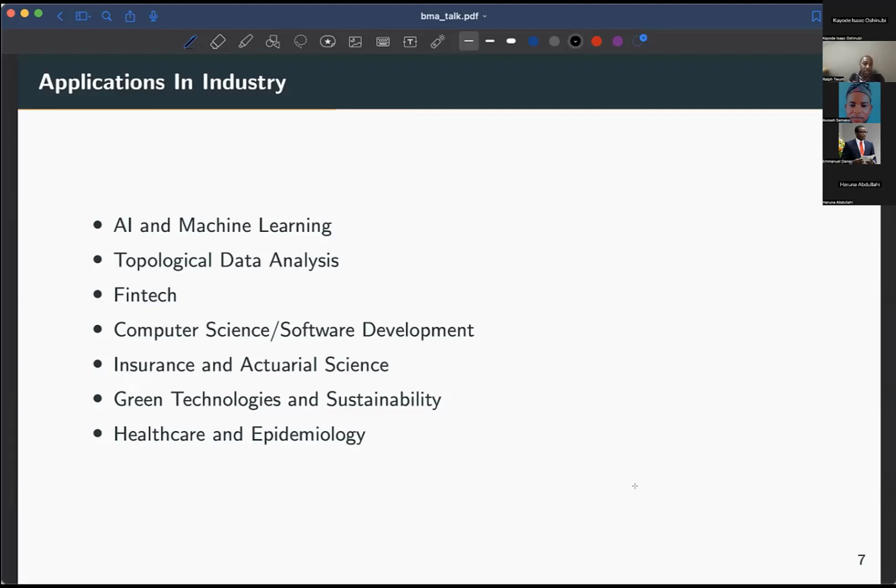And then, like we said, we're going to look at applications of topology to data analysis, so topological data analysis. And then there's financial technology. And then there are the traditional areas, computer science, software development, then insurance and actuarial science. And then green technologies and sustainability because of the issues of climate change. And then there's healthcare and epidemiology. These are not the only ones.